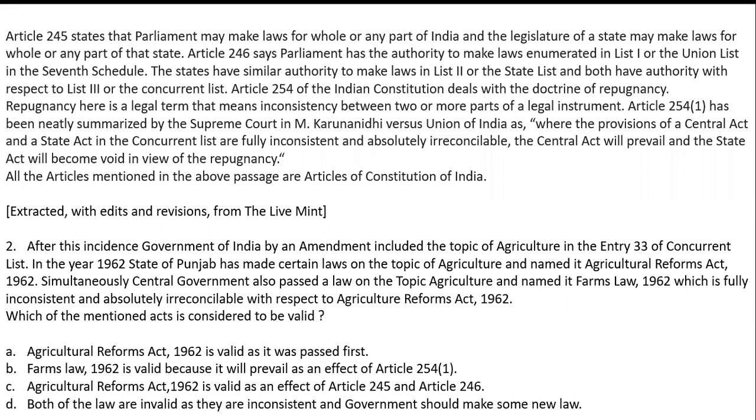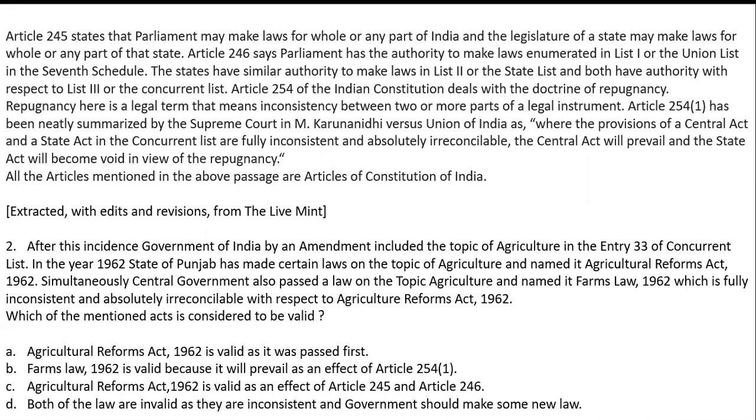And the second most important thing is that the state's law will become void. Though state has the power under Article 245 to make any law for whole or any part of the state, that power is only for the topics which are there in the state list, not for the topics which are there in the concurrent list. So that's why option C is wrong. Okay, Gargi, so option C, you know the reason why it's wrong? Yes, sir. Okay.